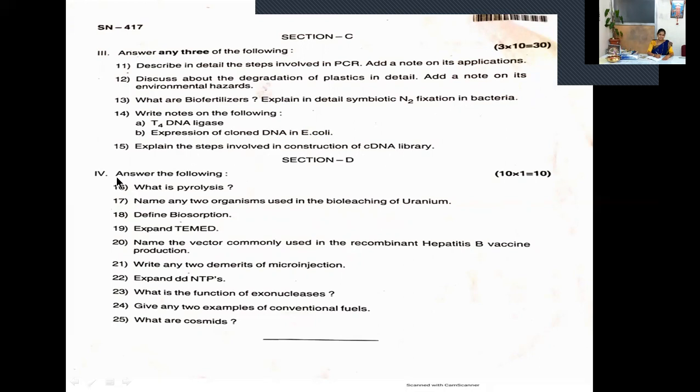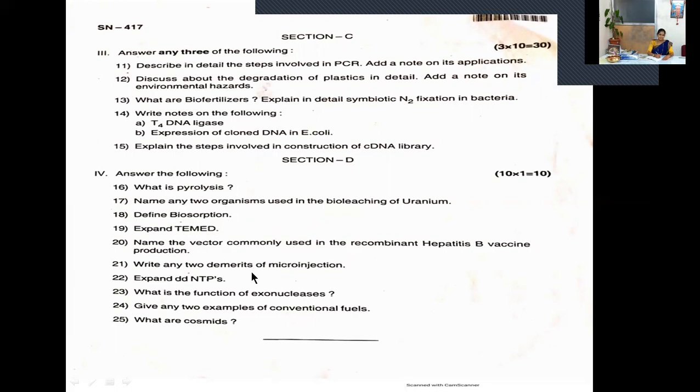Okay, next, fourth main, answer the following. Each question carries 1 mark. You need to write only the one word answer or one sentence answer for 1 mark. Okay, what is pyrolysis? Name any two organisms used in the bioleaching of uranium. Define biosorption. Expand TEMED. Name the vector commonly used in the recombinant hepatitis B vaccine production.